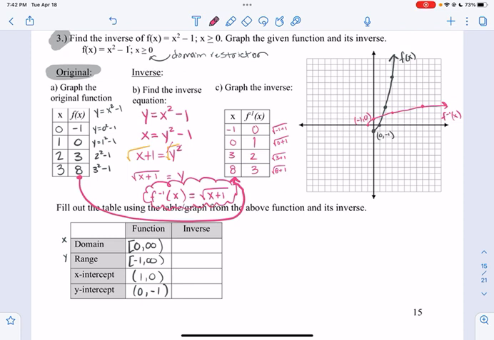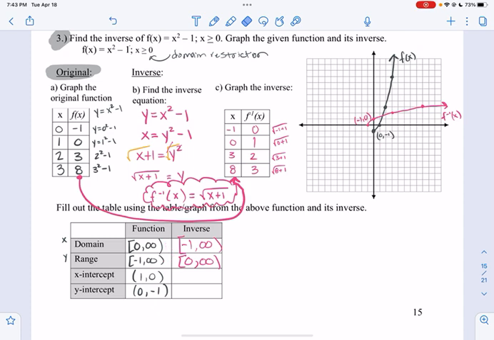But now that you've got the inverse graphed, where does the domain start? What is that x value where that graph starts, that is negative 1. So your domain for the inverse will be negative 1 to positive infinity, and then the y is 0. So that's where your range will start. So again, they just switched domain and range from the original to the inverse.